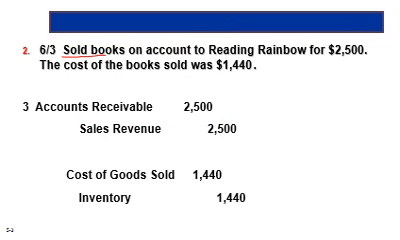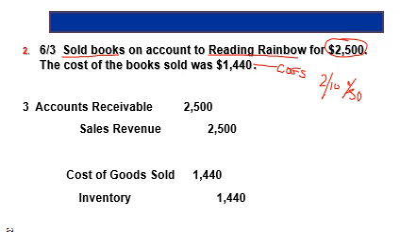All right, our second transaction. In this case, we're the seller, so we're selling books to our customer. Reading Rainbow is our customer. The sales price is $2,500, and the cost of goods sold will be $1,440. Up at the beginning of the problem, our terms are always going to be 2/10 net 30, so we just need to keep track of that.